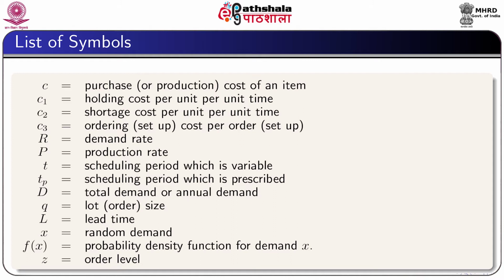D is the total demand or annual demand. Q is the lot size or order size, and L is the lead time. We assume X as the random demand and f(x) as the probability density function of demand X, and Z is the order level.